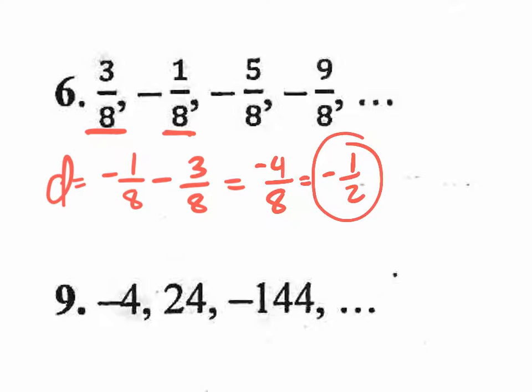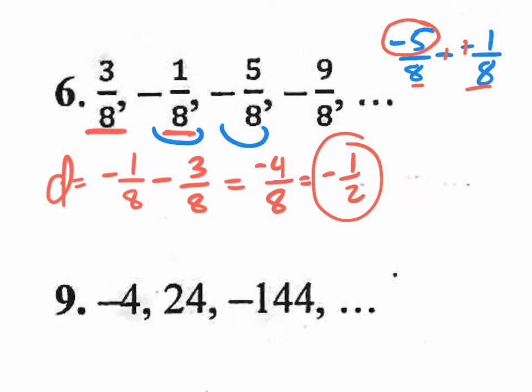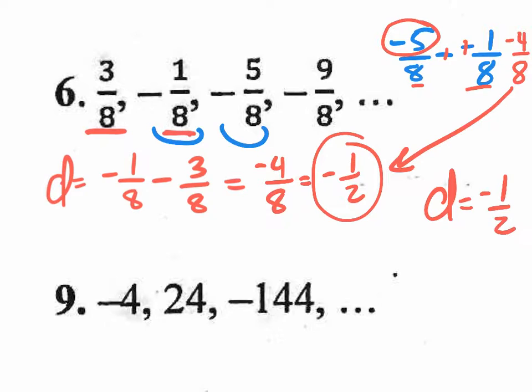Now let's pick another two numbers. Maybe I'll pick the -1/8 and the -5/8. So I'm going to take -5/8 and subtract the previous one from it, which is -1/8. You do have a common denominator, 8 and 8, so you just simply do -5 plus 1 because the minus changes to plus. So -5 plus 1 is -4, over the common denominator 8. And once again, -4/8 reduces down to -1/2.